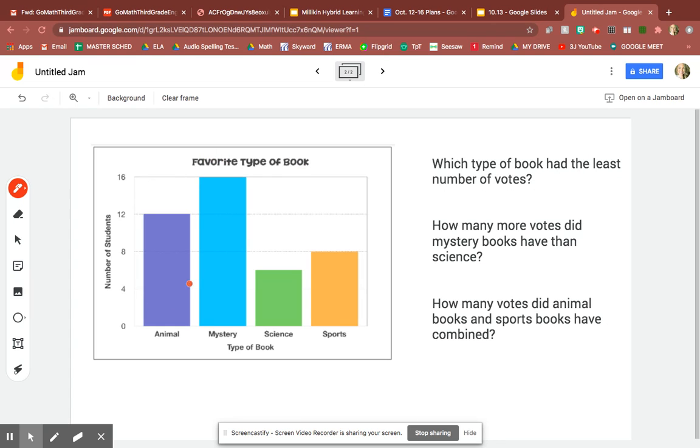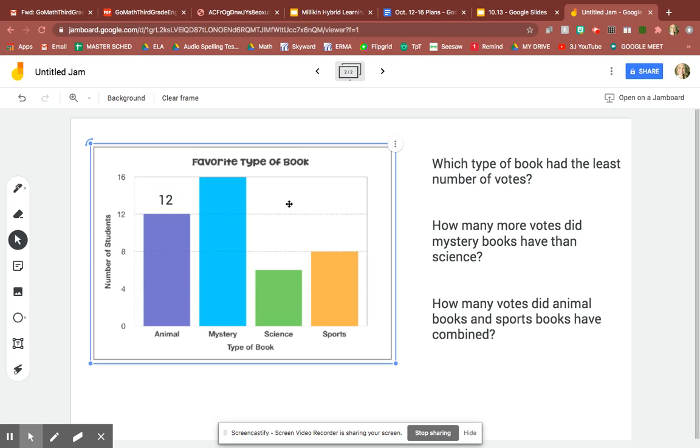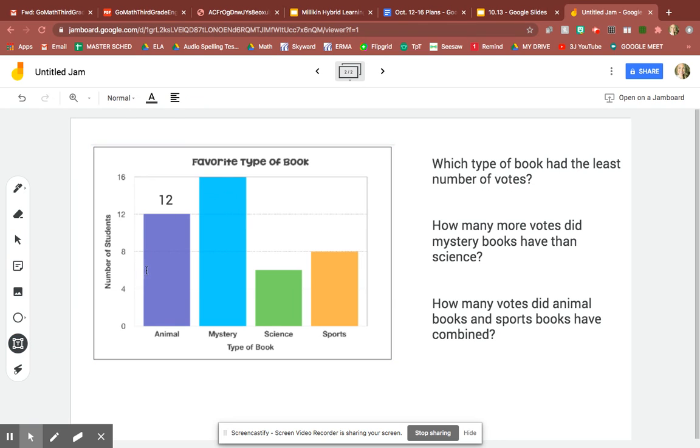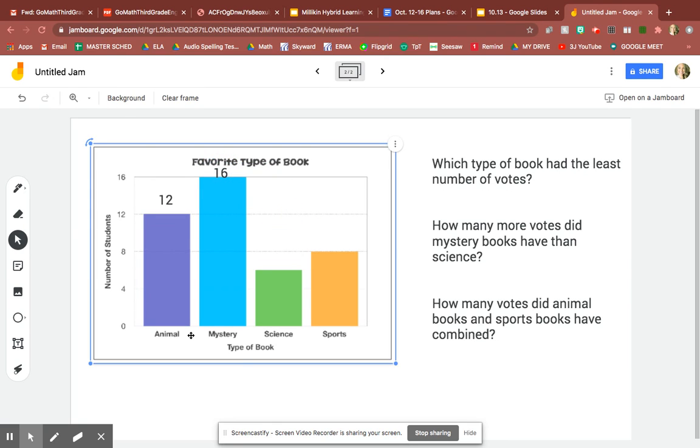So let's figure out how many votes animal books got. Well, it goes all the way up to 12 here. Okay, so 12 votes were for animal books. How many votes did mystery books get? Well, it goes all the way up to 16. So that means that mystery books got 16 votes. How many votes did science books get?